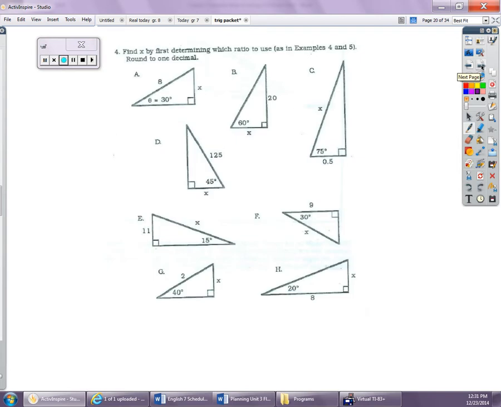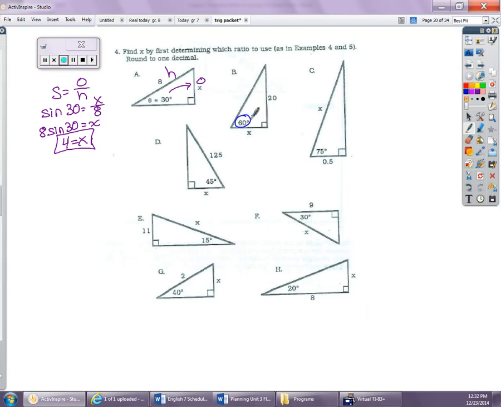And I'll show you how to set all these up. So if we look at this one here, alright, so here we go. So we are given opposite, hypotenuse. So the first one is sine, opposite over hypotenuse. So the sine of 30 degrees equals x over 8. So 8 times the sine of 30. And 8 times the sine of 30 is going to give us 4. So that'll be 4.